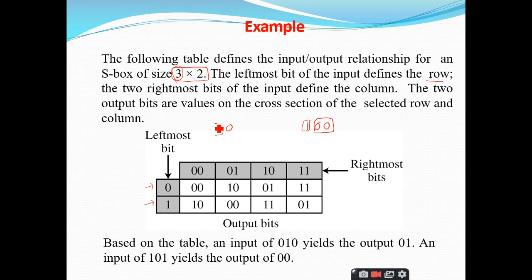What is the leftmost bit here? This 1. So I should go to this particular row 1. And what are the 2 bits that are left over here? 1 0. So I should go to the corresponding column. So 1 1 0. What is the cross section? I have here 1 1. So the output when I take the input as 1 1 0 is 1 1. Is it clear how this S box is working here?